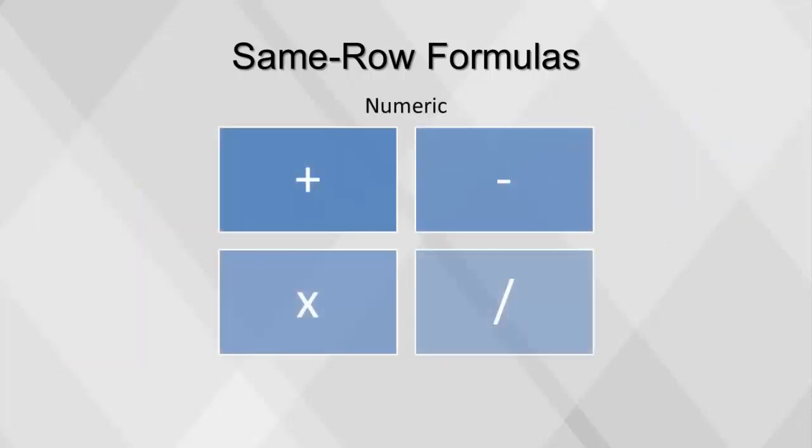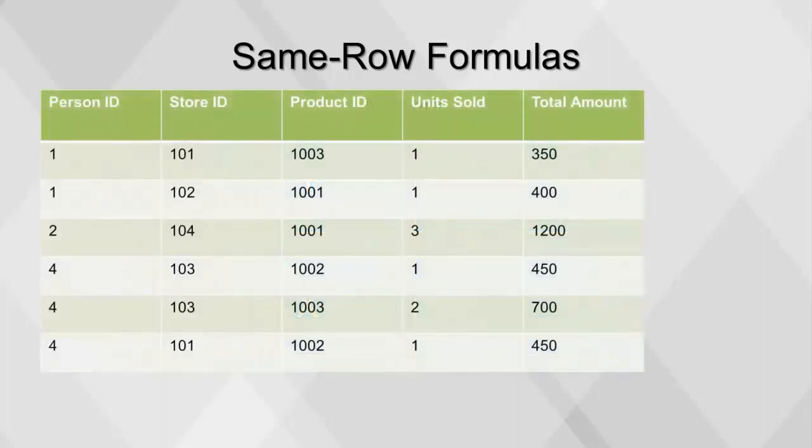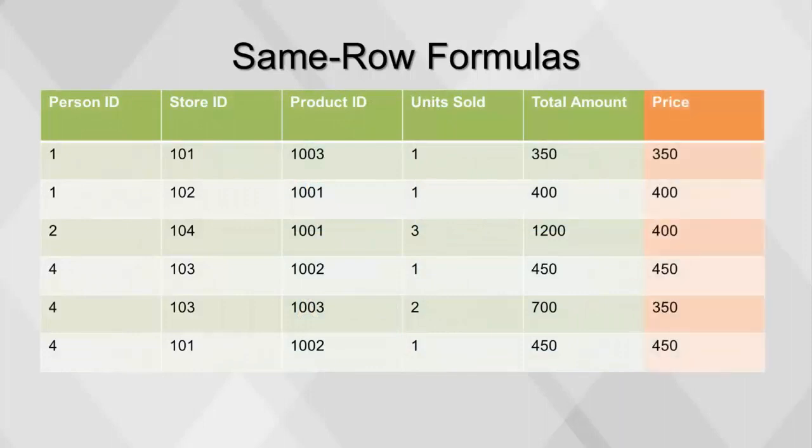Formulas can be used for adding, subtracting, multiplying, or dividing two numeric fields. In this table, we apply a formula to create the price column, which was calculated by dividing units sold by total amount. Formulas can also be used when applying a mathematical function to a numeric field.